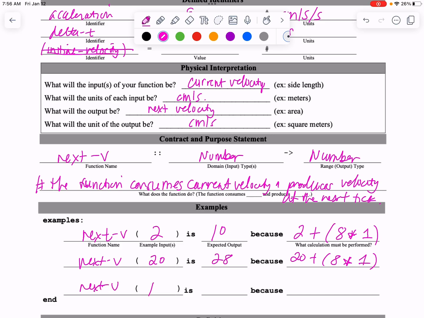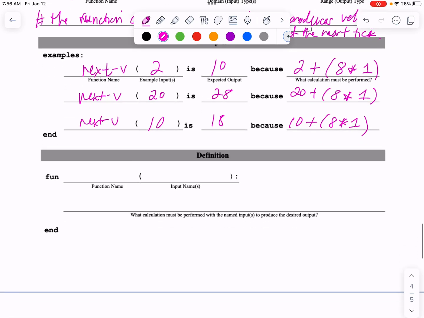And how about next v of 10? I'm going to start at a velocity of 10, and I'm going to add 8 centimeters per second in 1 second, and my next v is going to be 18. That's fine. You can pick anything you want. Now the function next v. My input is going to be current v, and I suggest still using the word current v instead of just v, because I think it's going to make the next thing easier.